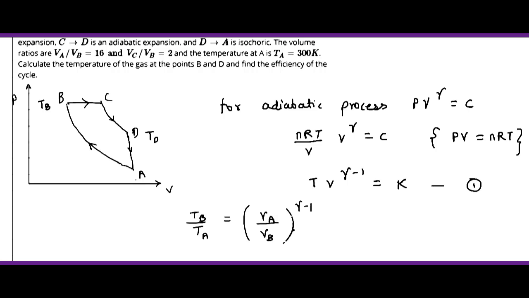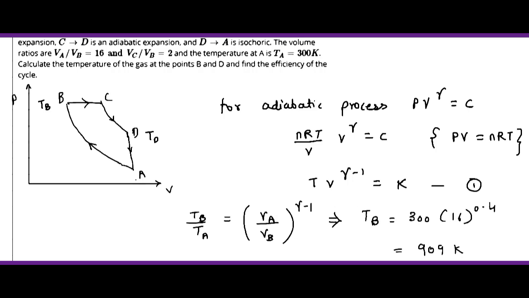All right, now from here we have been given the ratio of VA by VB, so we will substitute this value and we will get the value of TB. Therefore TB will be TA, that is 300, into VA by VB, which is 16, raised to 0.4. So this value comes out to be 909 Kelvin. So we have calculated the temperature at B.